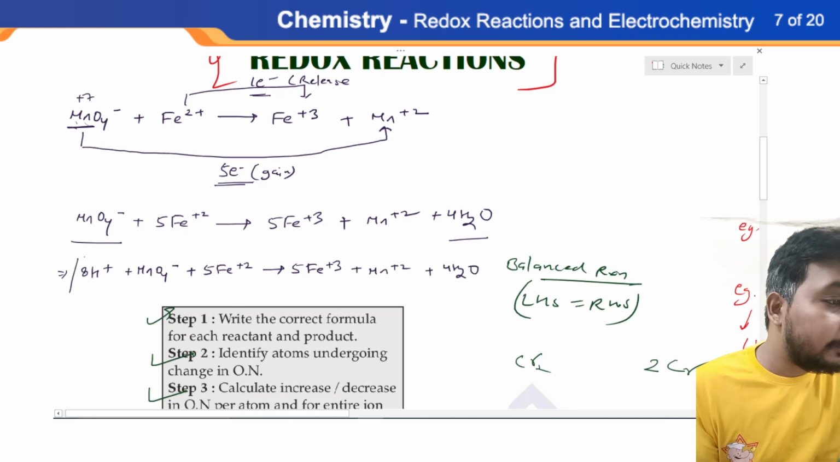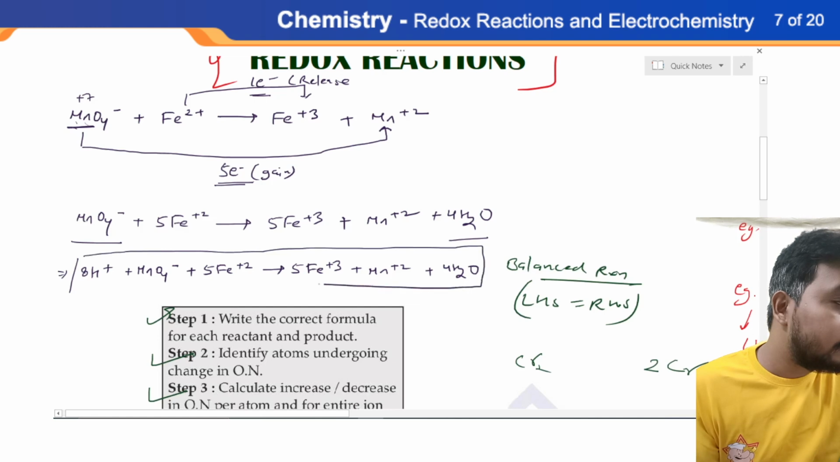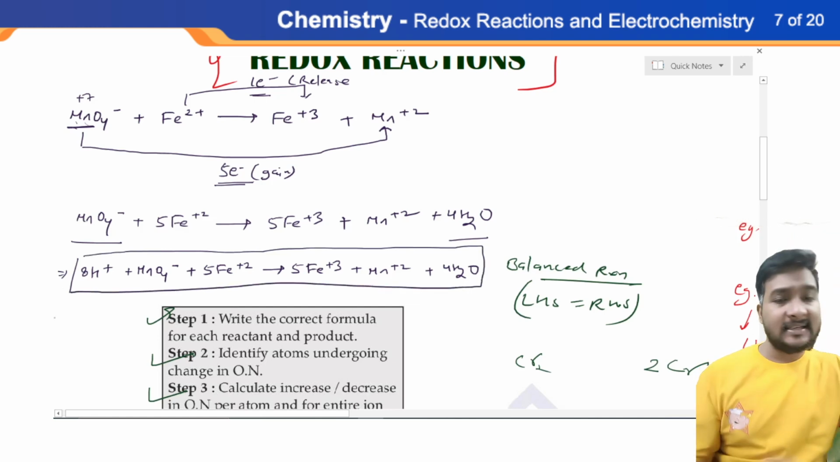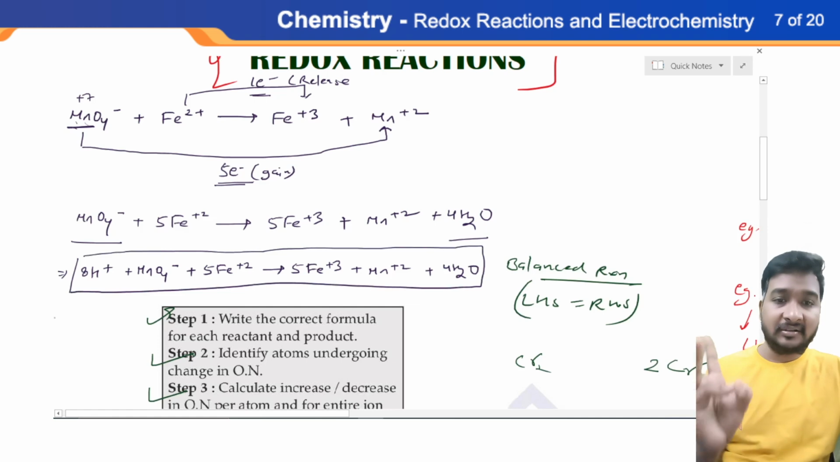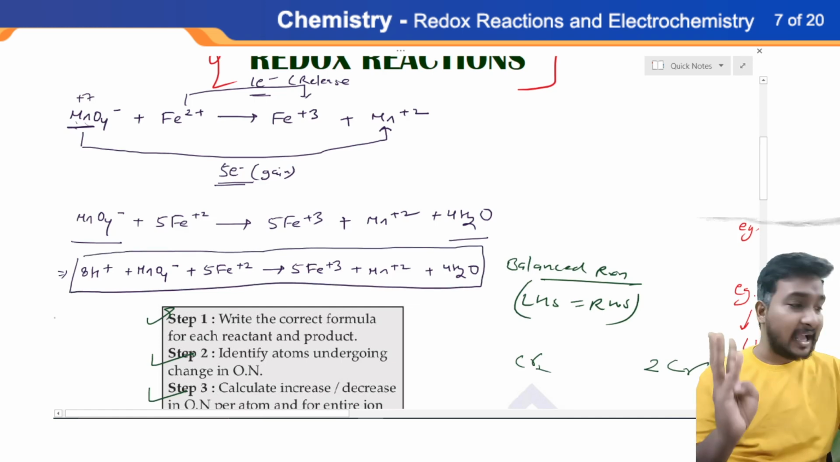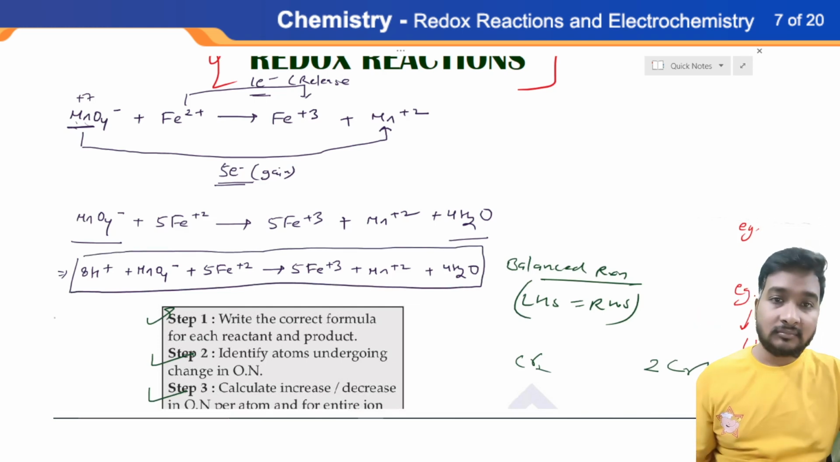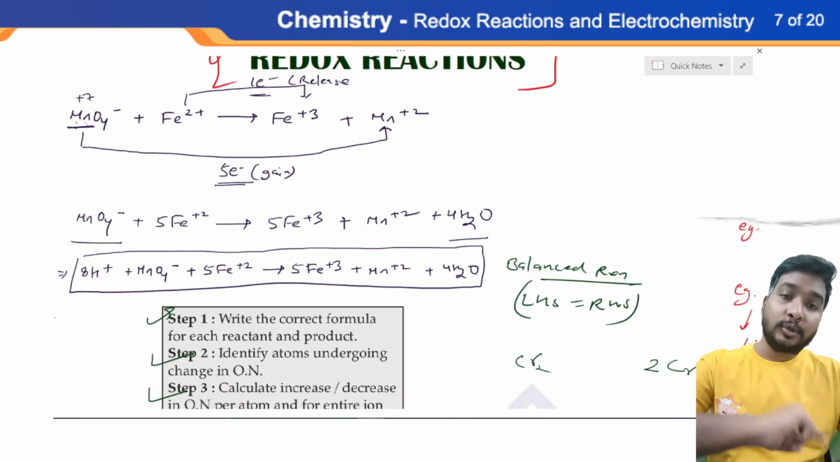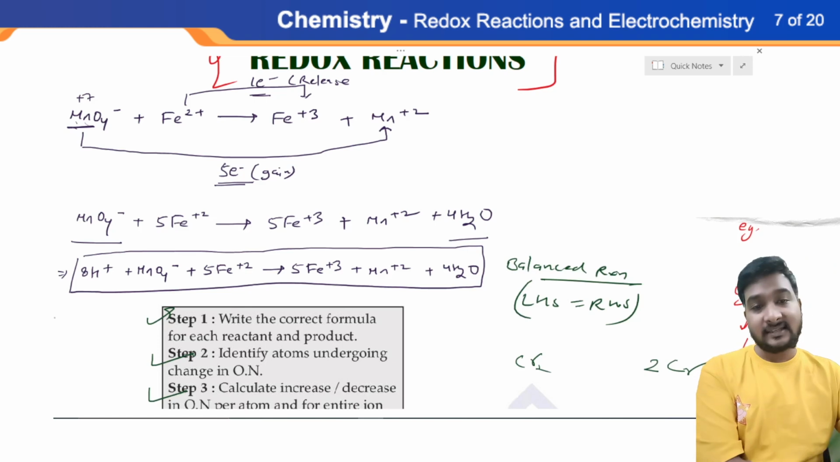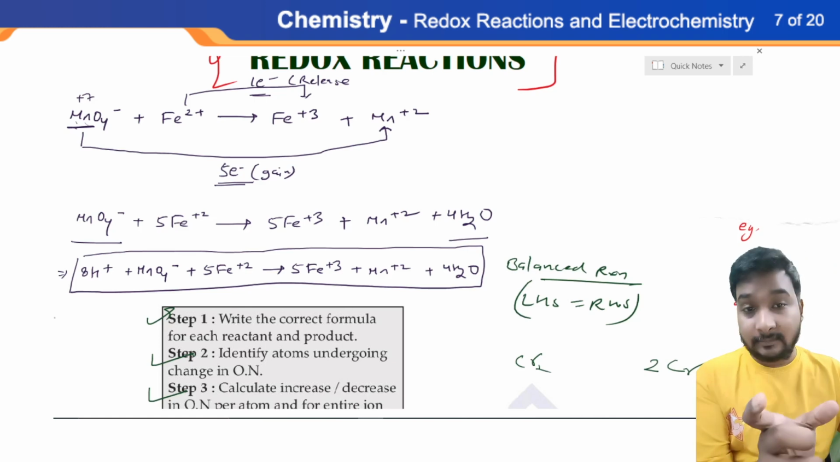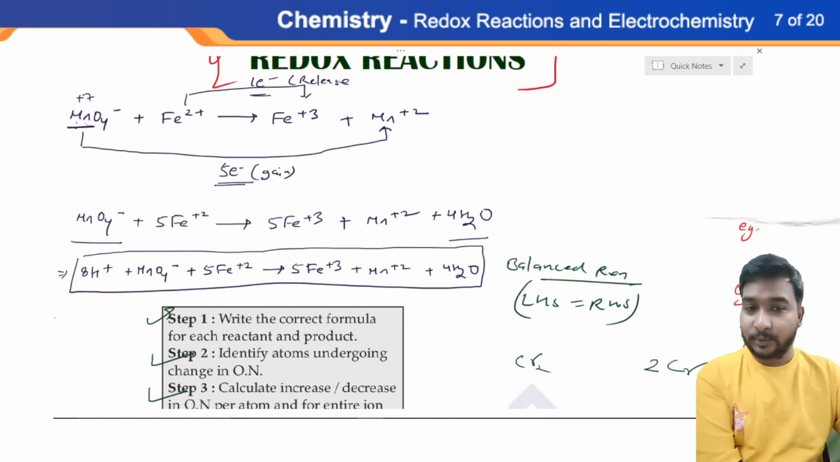This is your complete balanced reaction. You can check by pausing the video. Pause the video and check every species, element, atoms, ions, charge, everything you want. And this is how you can balance any unbalanced reaction with the help of the oxidation number method.